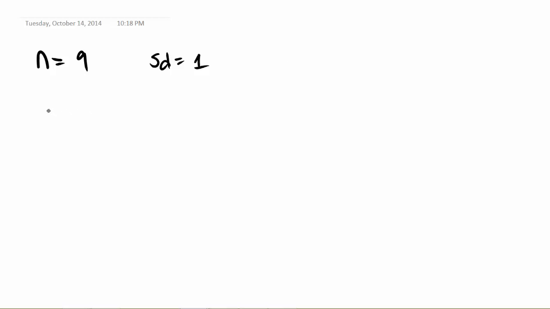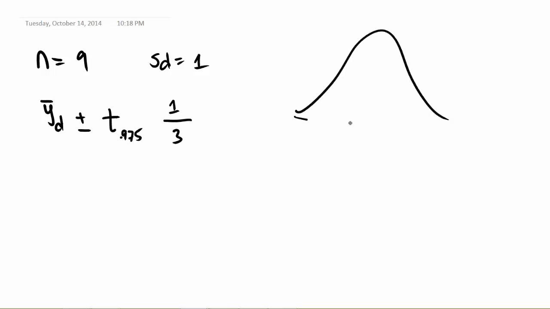And so the idea of the paired difference interval would be the average difference plus or minus the appropriate t quantile, right, the 0.975th t quantile, times the standard deviation, which is 1, divided by square root n, which is square root 9, which is 3. Okay, so just to remind ourselves, the appropriate t quantile is the one so that 2.5% lies above it, and 2.5% would lie below the negative of it.